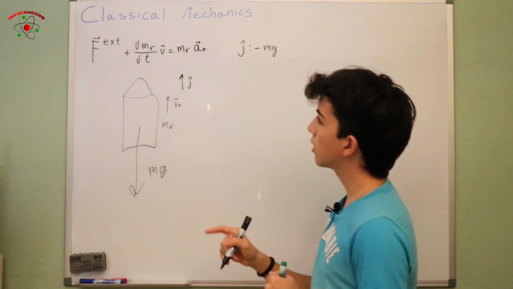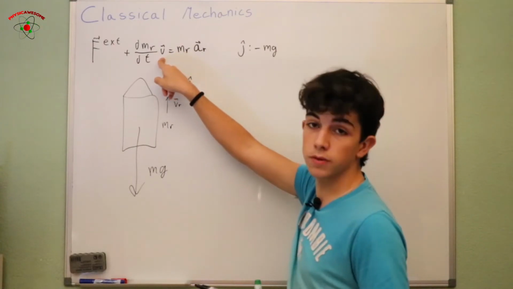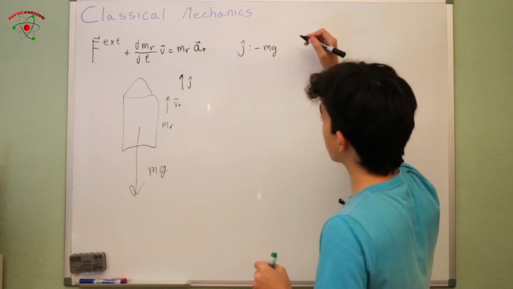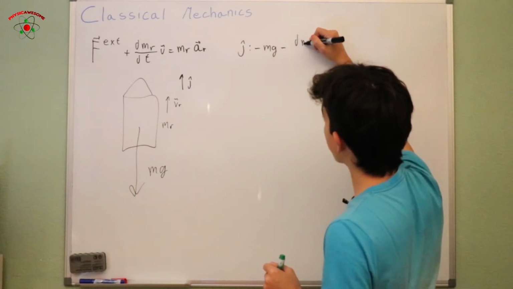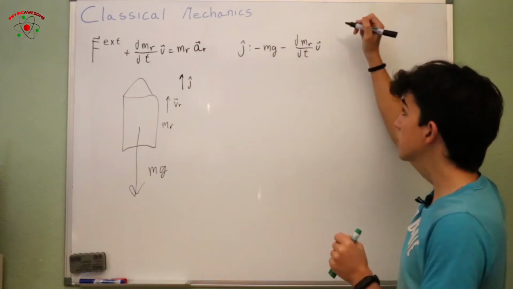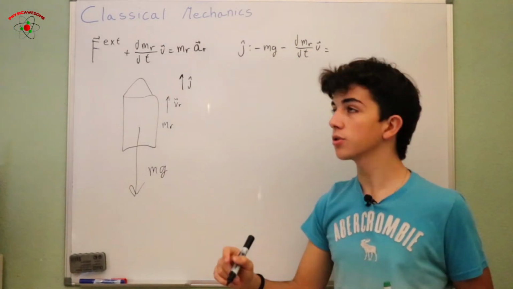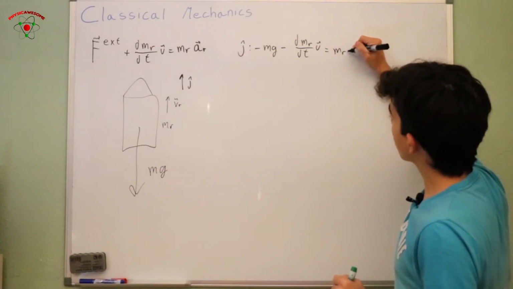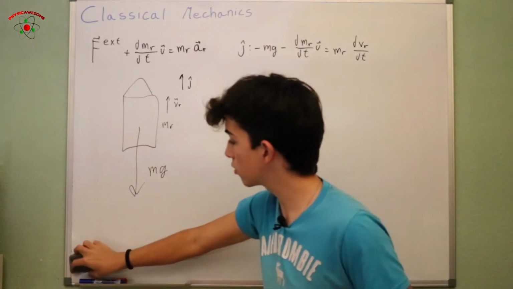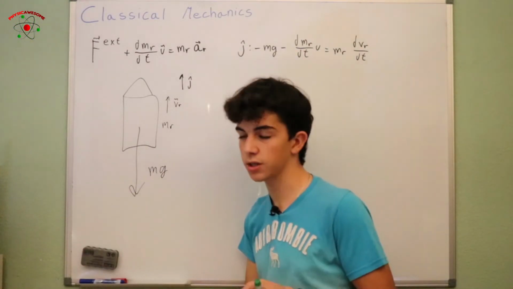Then we're going to have minus u, as the relative velocity of the fuel with respect to the rocket is going to point downwards. So it's going to be minus dmr/dt times u, and that is going to be positive, because we have m_r dv_r/dt, and no vectors because we are only treating components here.